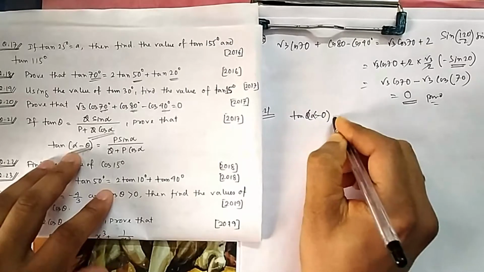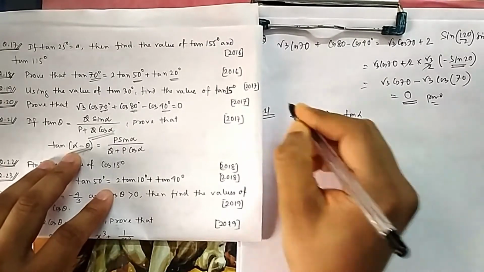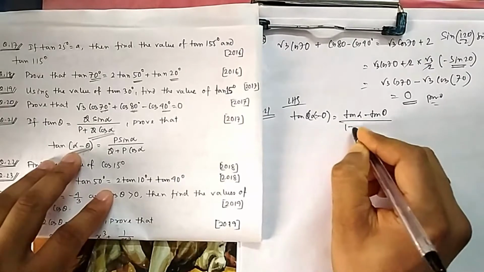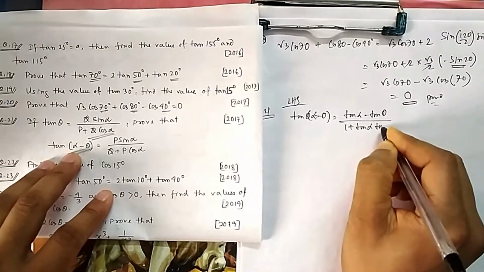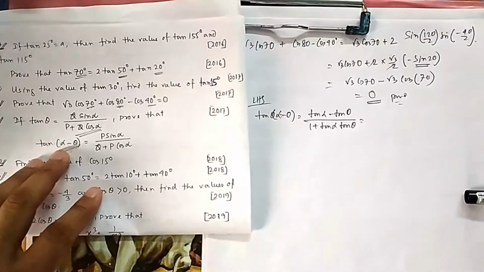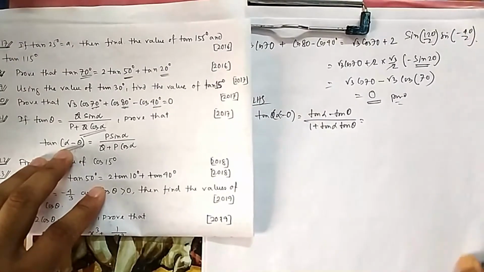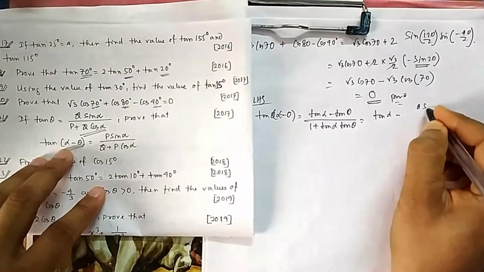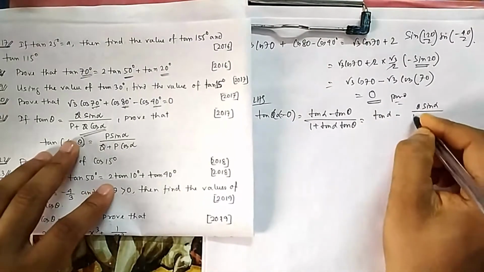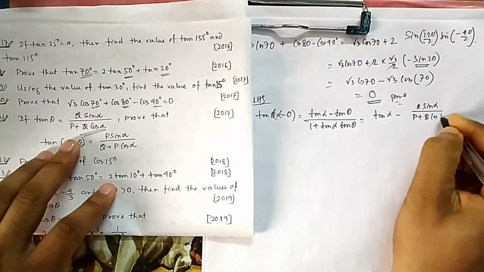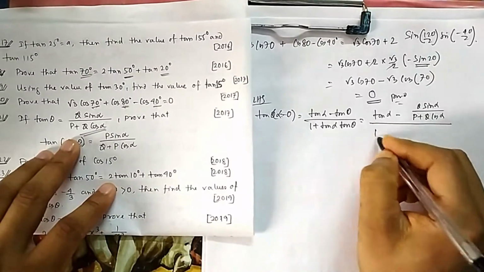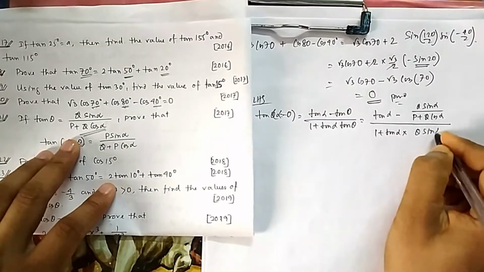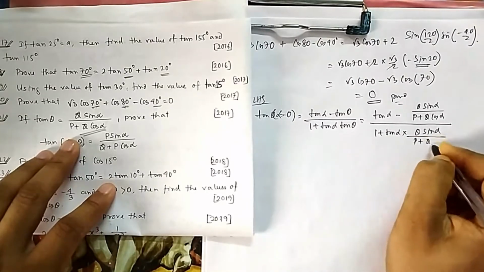So what is tan alpha minus theta? I am starting from the left hand side. It is tan alpha minus tan theta by 1 plus tan alpha tan theta. So if we apply it here, it will be tan alpha minus tan theta, which is q sin alpha by p plus q cos alpha, divided by 1 plus tan alpha multiplied by q sin alpha divided by p plus q cos alpha.